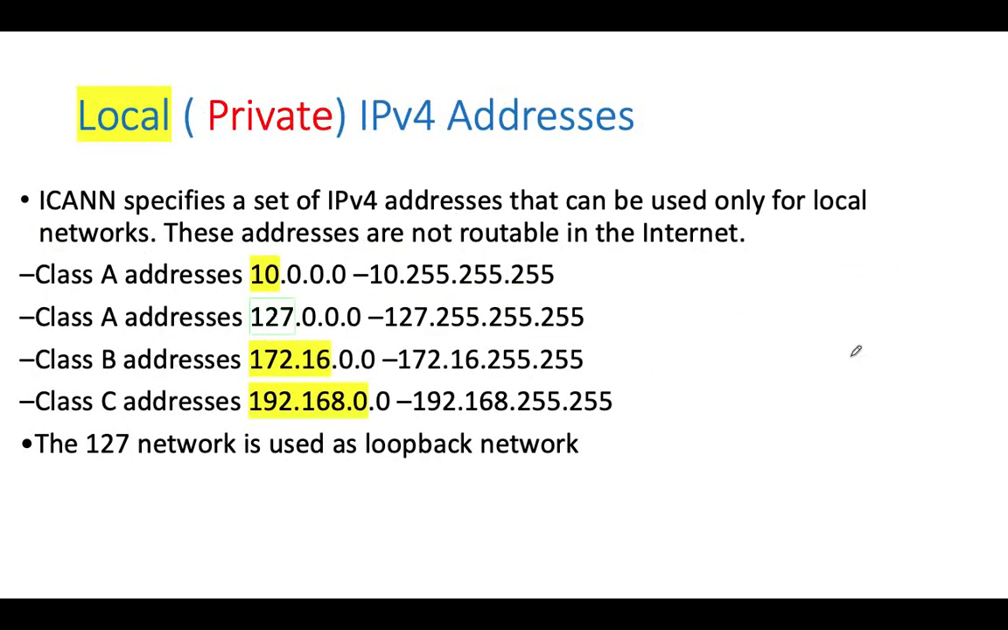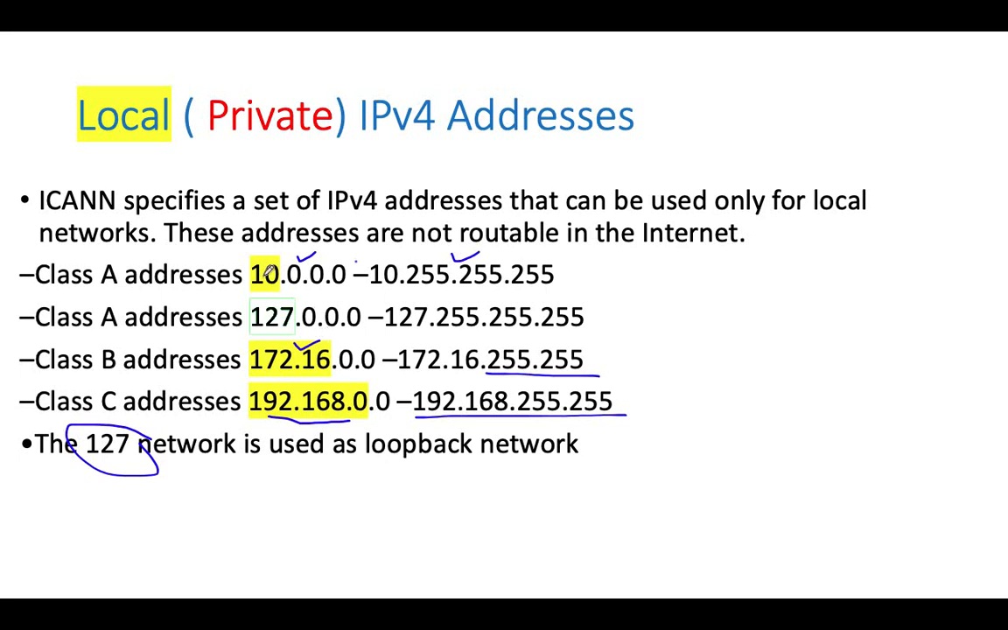Here are some examples of class A, class B, class C. As I told you, these are the really famous ones. 10.0.0.0, as you can see here, this is the network ID and this is the broadcast. That's the network ID 172.16, and this is the broadcast. 192.168, and this one the broadcast. That's how it is usually in most cases.